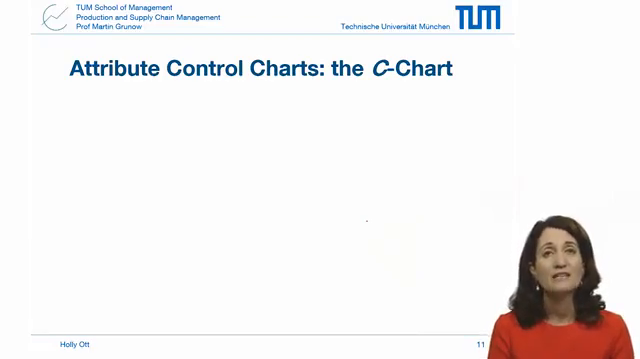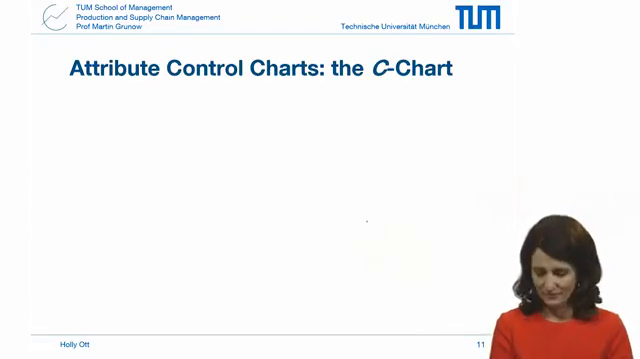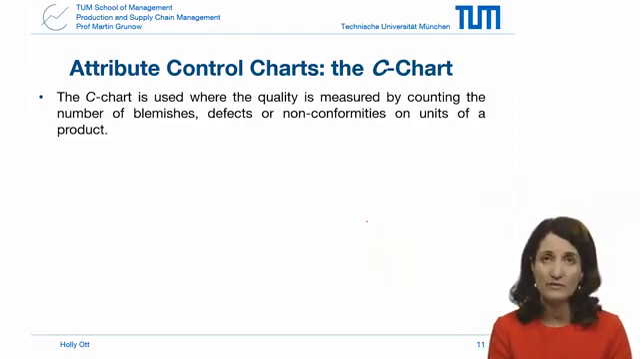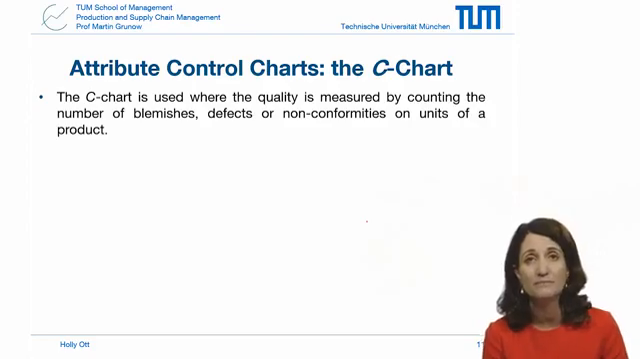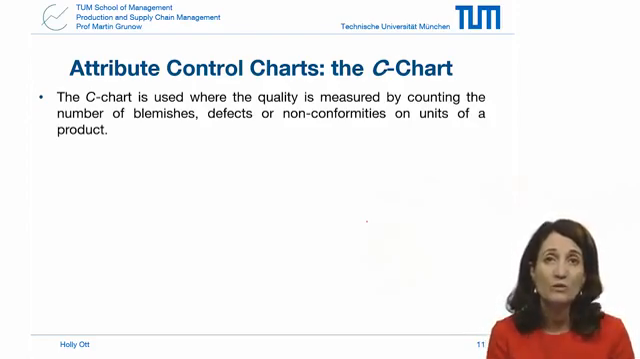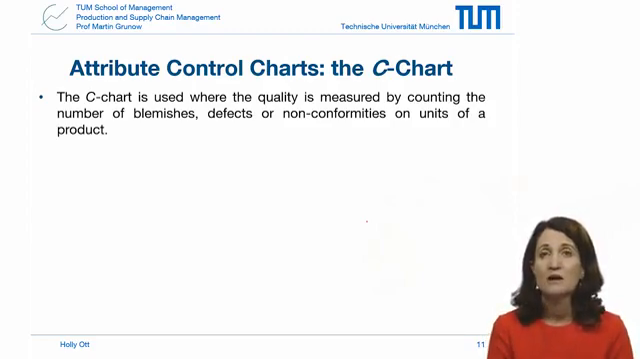Going to look at a second attribute control chart, the C chart. The C chart is used when the quality of a product is evaluated by counting the total number of defects. So for example, blemishes on a product, the number of pinholes on glass sheets, or the number of holes in castings, for example.